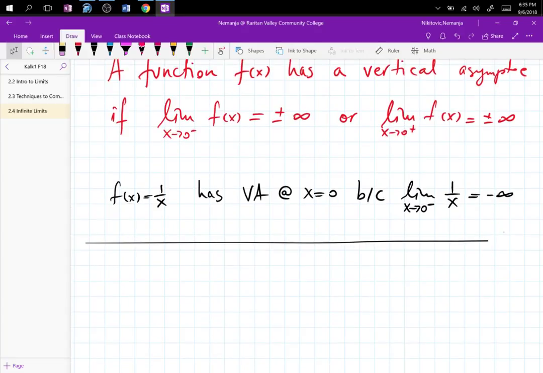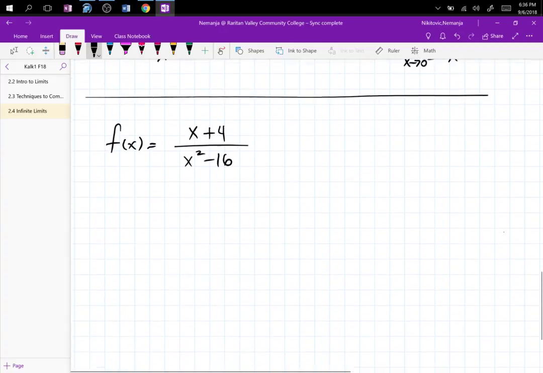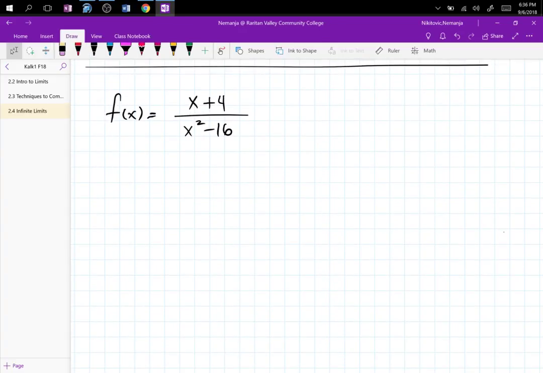And now we look at the spicier examples, obviously. So if you have f of x equal to, say, x plus 4 divided by x squared minus 16. How do you find vertical asymptotes from pre-calculus?